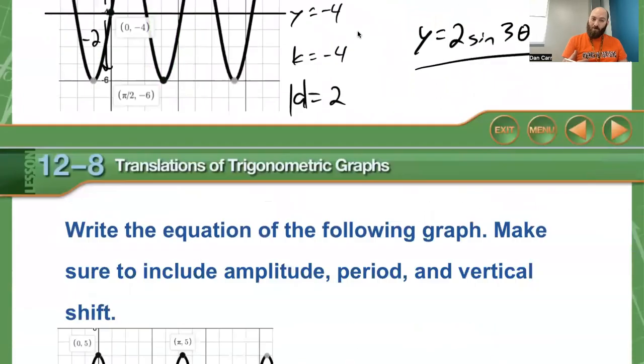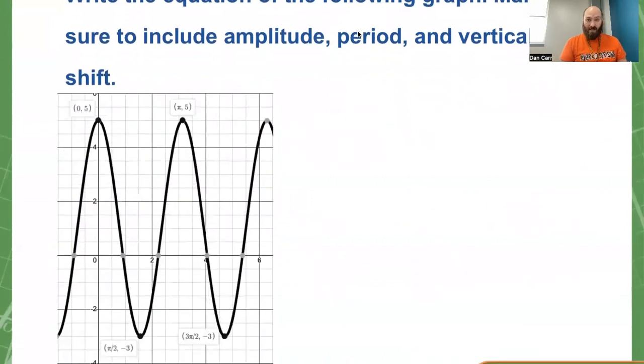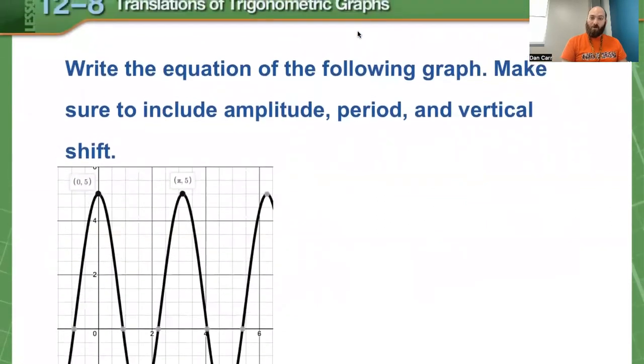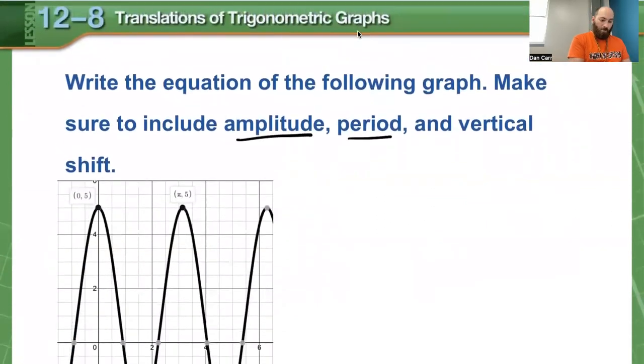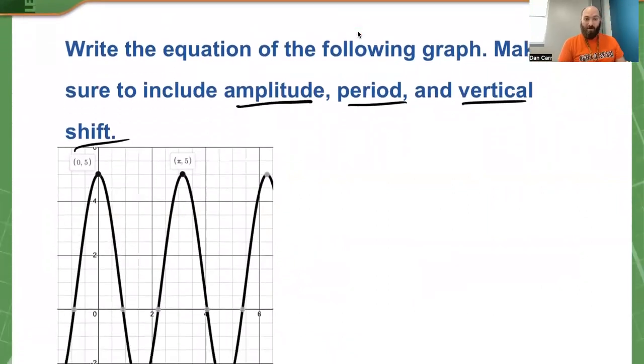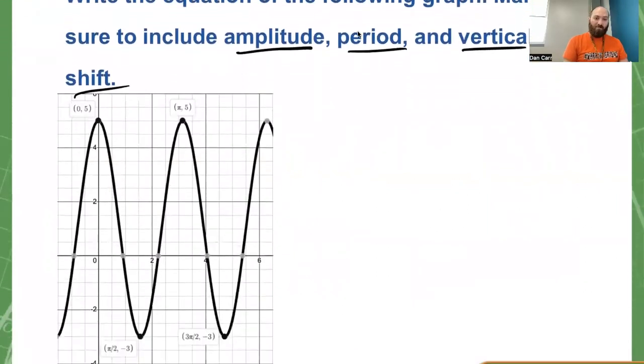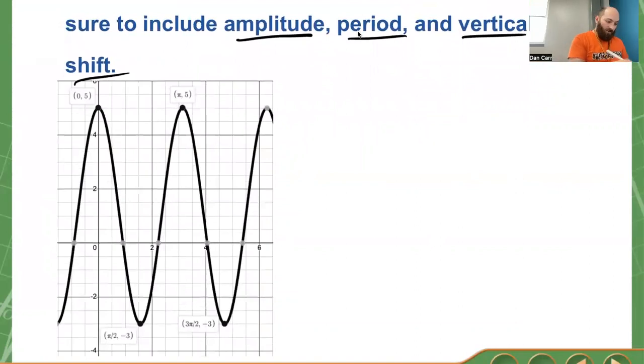Let's do one more example with like this, and that's going to be a cosine in this case. So again, we're going to write the equation of the following graph. We're going to include the amplitude, period, and vertical shift as part of our graphing. So once again, find the middle of it. It helps to know the highest point, which is 5, and the lowest point, which is -3.